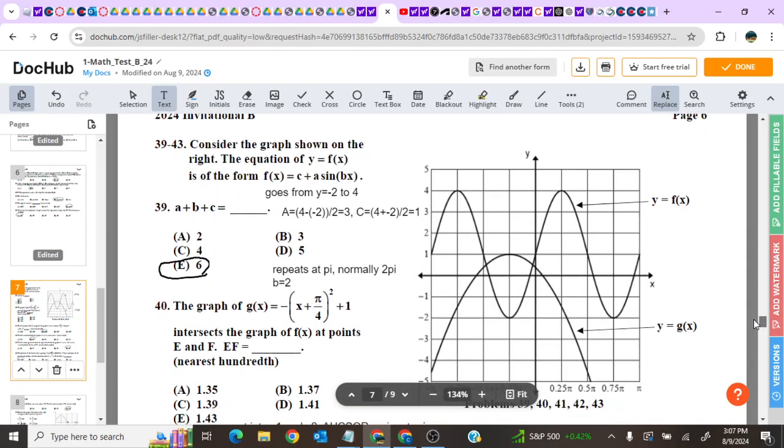39, consider the graph shown on the right. The equation of y equals f of x is in the form c plus a sine of bx. What is a plus b plus c? Well, we have to look at some attributes of this equation given.